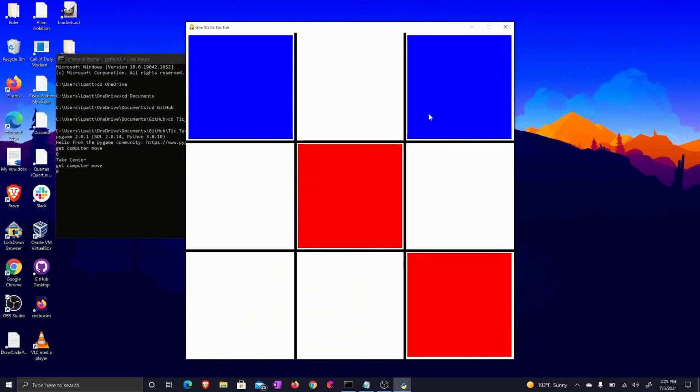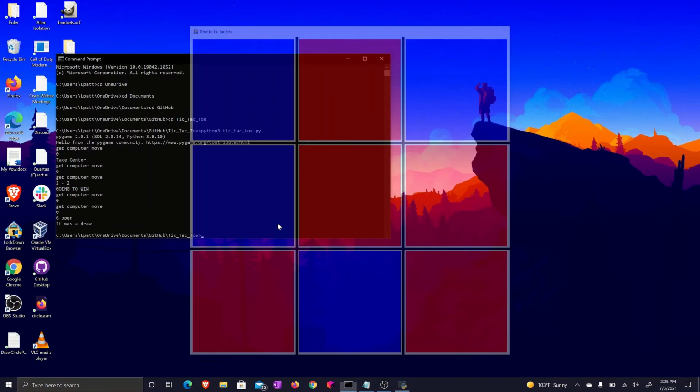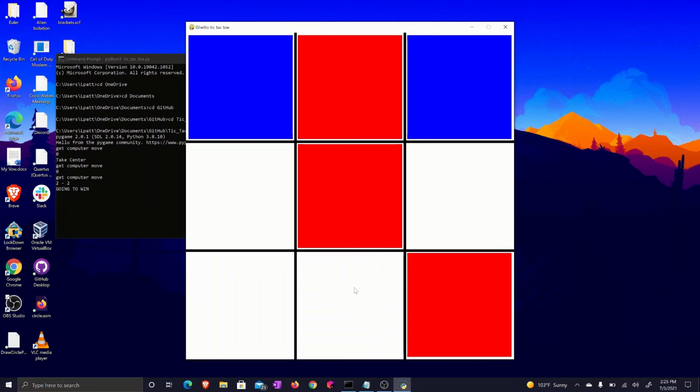Second, if the player is going to win, cock block them. Third, take the center. Fourth, take the corners. And after that, nobody cares. Pick whatever spot you want.